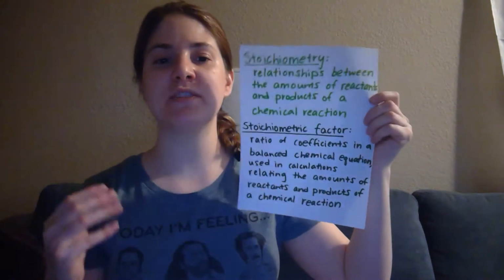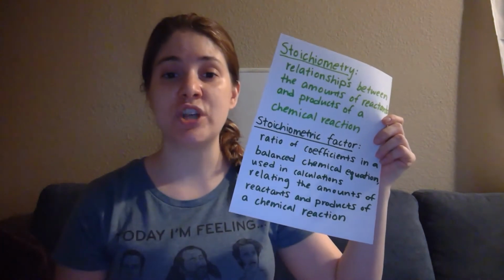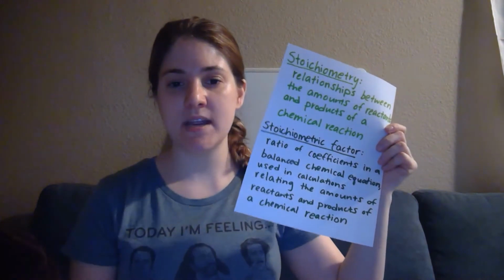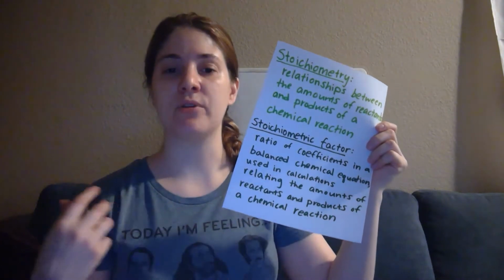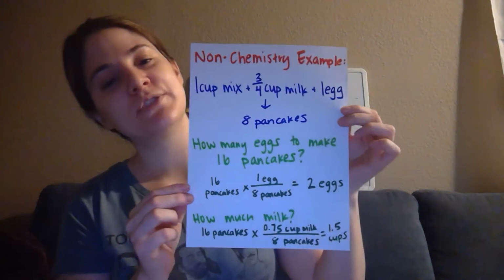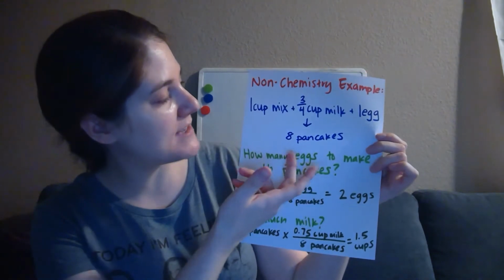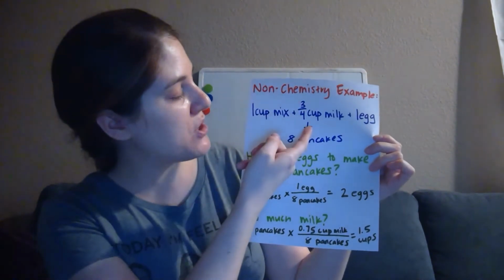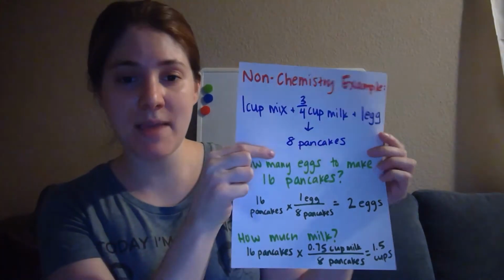So when we're talking about stoichiometry, all we're really talking about is using the relationships between the amounts of starting material and products in a chemical equation in order to do calculations, like calculating theoretical yield, limiting reagent, and things like that. To put it in perspective, the book has a non-chemistry example, which is just a recipe for pancakes. To make 8 pancakes, you need 1 cup of the pancake mix, 3/4 cups of milk, and 1 egg.